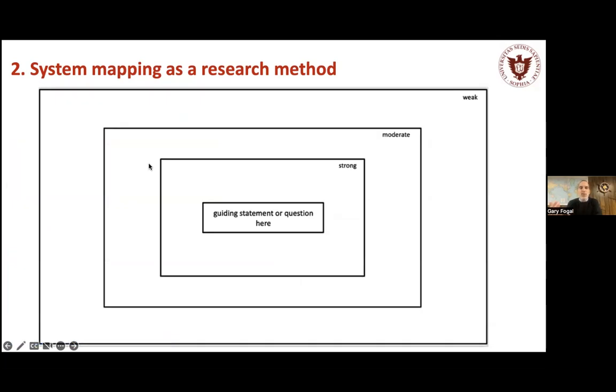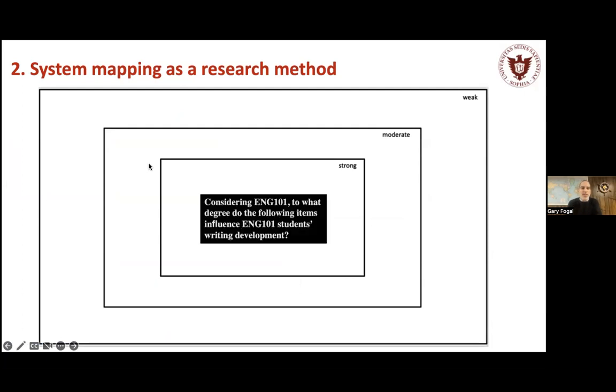So each stakeholder gets a mapping board that looks like this. The guiding statement or question is placed in the center, and students are asked to map variables. So they'll get a stack of cards with one variable per card on the board, and they'll map it relative to the degree of influence each item has concerning the guiding question or statement. So if the variable is weak, it'll go in the outside nested rectangle, then moderate or strong.